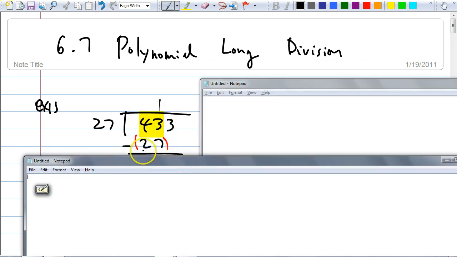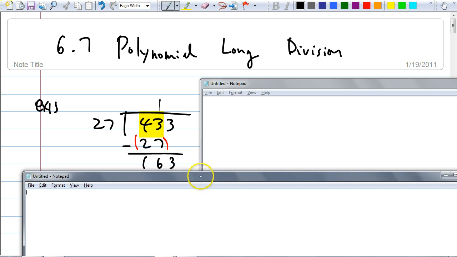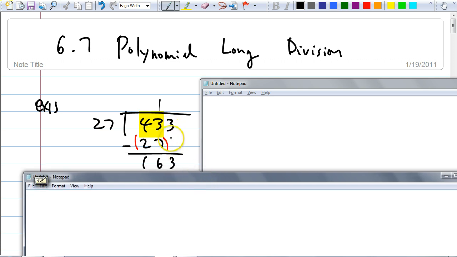Then, of course, you're going to subtract 27 from the top two-digit number, 43. So when you subtract, what do we get? 16. And of course, you got to bring down that 3, right? Because 27 does not go into 16. So bring down the 3. How many times does 27 go into 163 without going over?